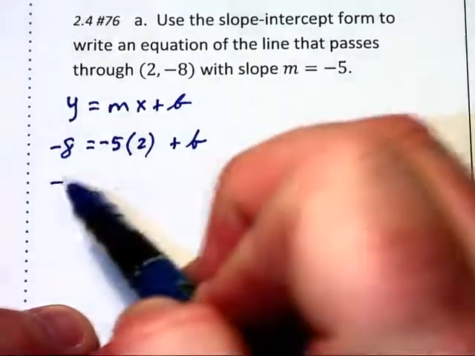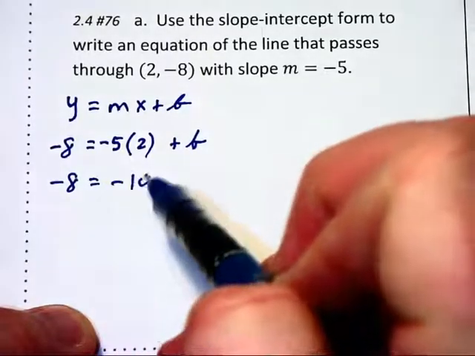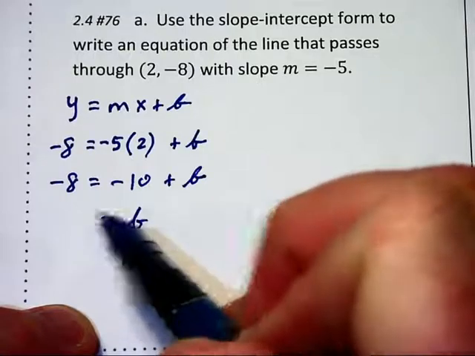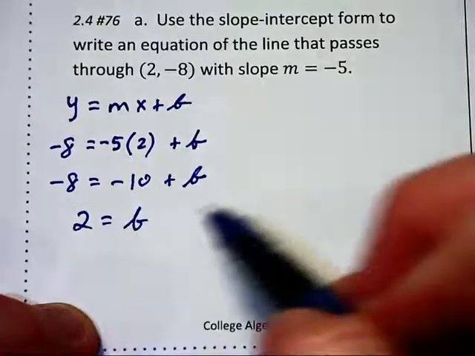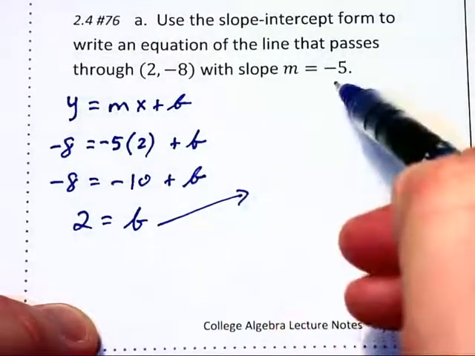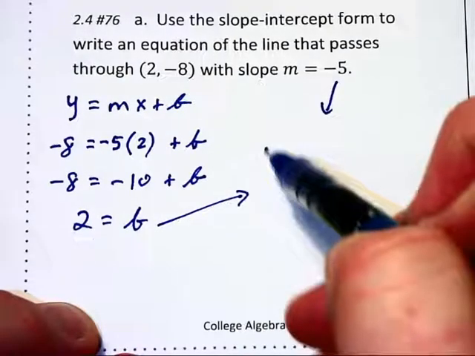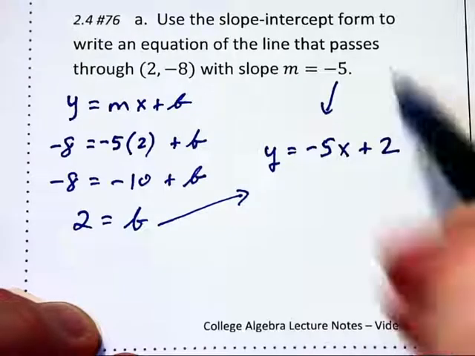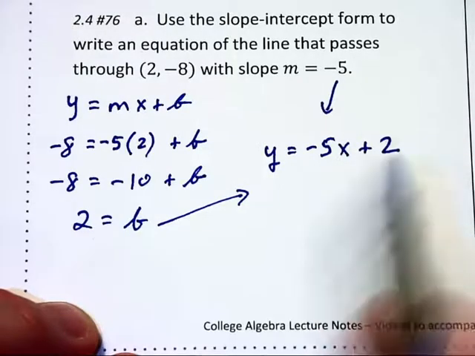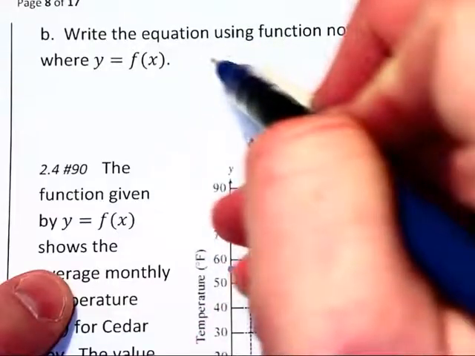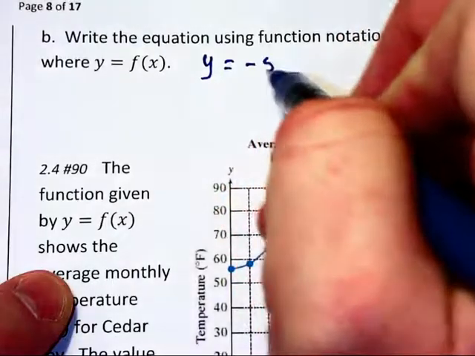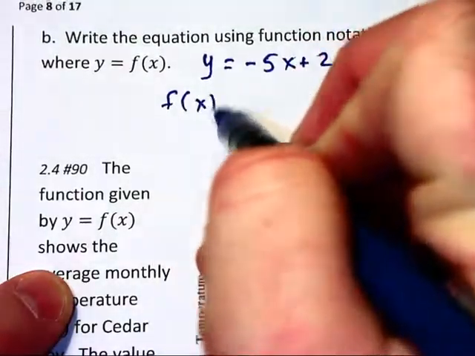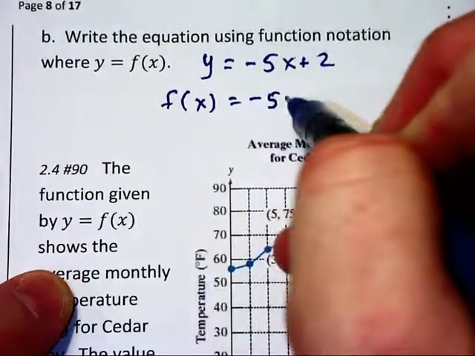We have -8 is equal to -10 plus b, and adding 10 to each side, we find that b is equal to 2. Now we have the b and we have the m, so y is equal to -5x plus 2. There's our m, there's our b. Instead of y equals -5x plus 2, this can be written as f of x is equal to -5x plus 2.